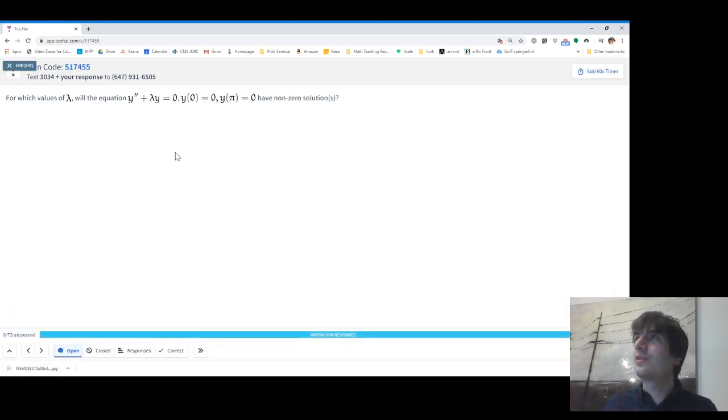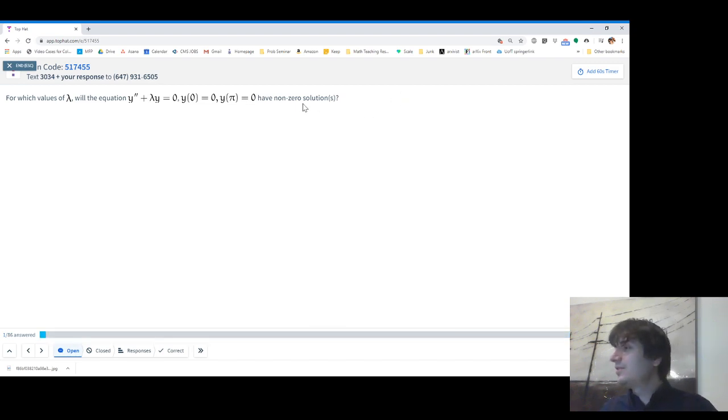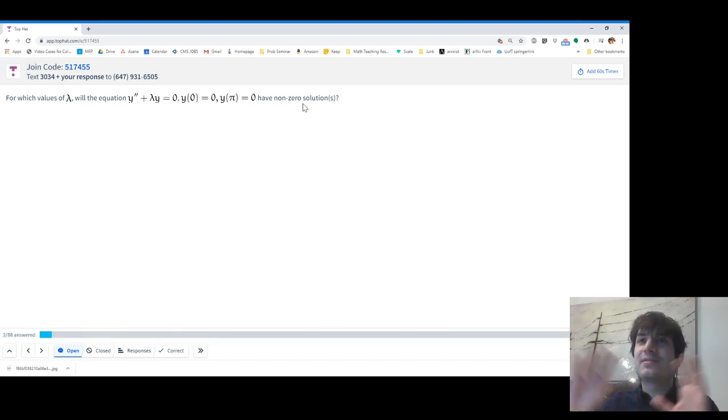Here is the last question of the day. For which values of lambda will the equation y double prime plus lambda y equals 0, y of 0 equals 0, y of pi equals 0 have non-zero solutions? So when does this issue happen? For what values of lambda?